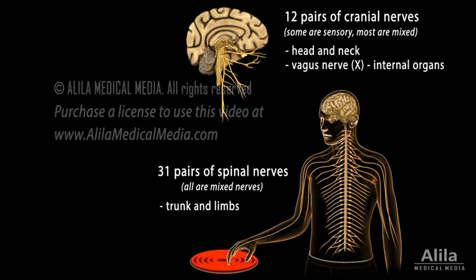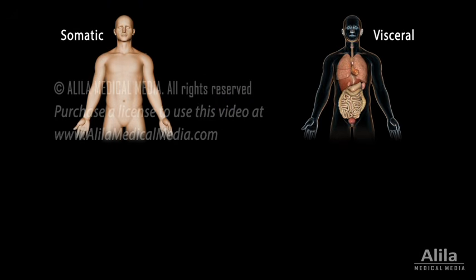Typically, sensory receptors send impulses by way of sensory fibers in spinal nerves to the spinal cord, which relays the information up to the brain. The brain interprets the information and sends back instructions down the spinal cord to motor fibers in spinal nerves to reach effector organs. The peripheral nervous system can be divided into somatic and visceral subdivisions.